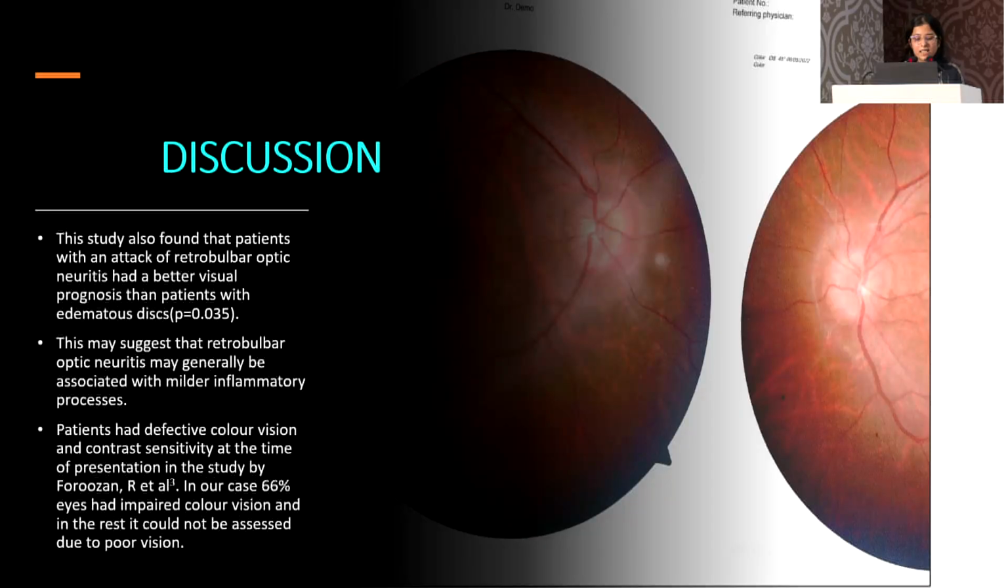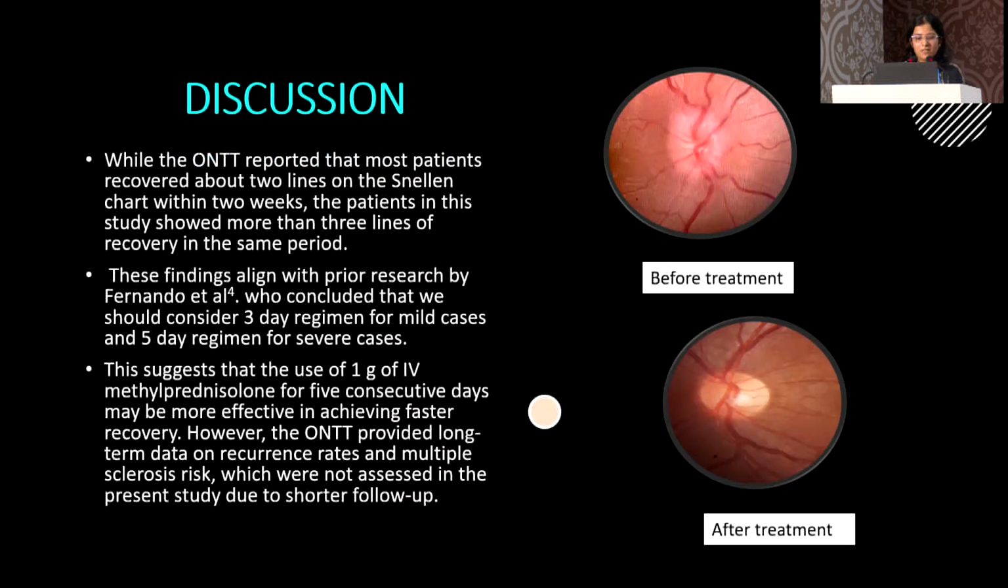In our study, 66 percent of eyes had impaired color vision, and in the rest it could not be assessed due to poor vision. While ONTT reported that most patients recovered about 2 lines on the Snellen chart within 2 weeks, the patients in this study showed more than 3 lines of recovery in the same period. These findings align with prior research by Fernando et al., who concluded that we should consider a 3-day regimen for mild cases and a 5-day regimen for severe cases.